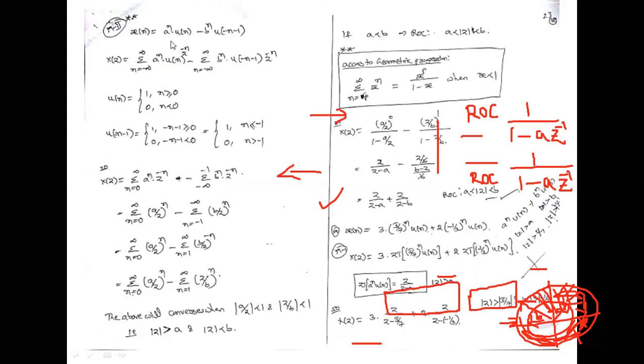Now the second method: the signal a power n mu of n and b power n mu of minus n minus 1, we directly substitute here. Here also we get the same result, mod z greater than a and mod z less than b, that is, a less than mod z and mod z less than b. Okay, my dear students, the range of the ROC is the same thing: a less than mod z less than b. Got it?